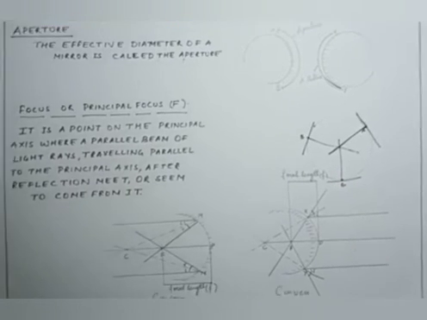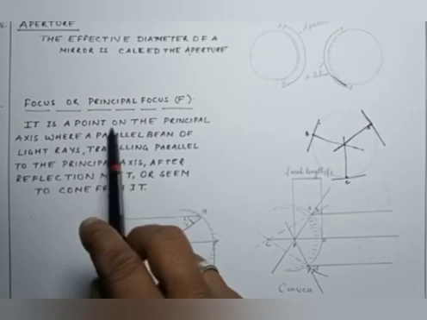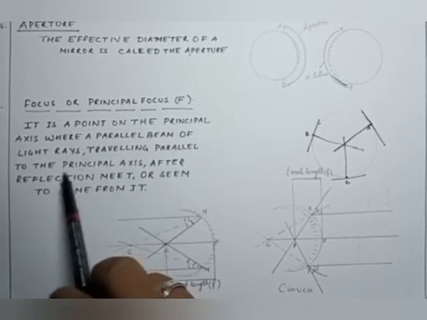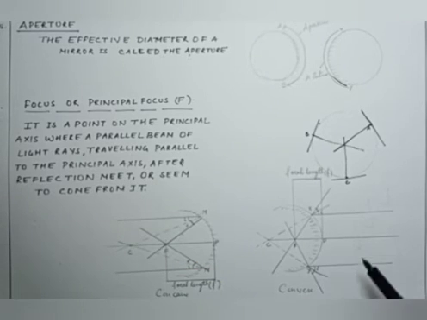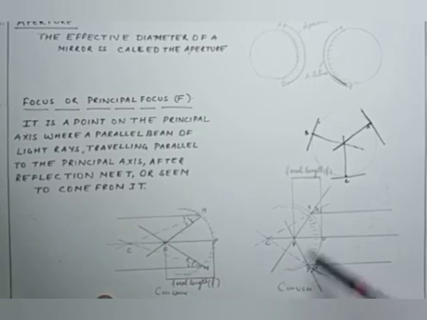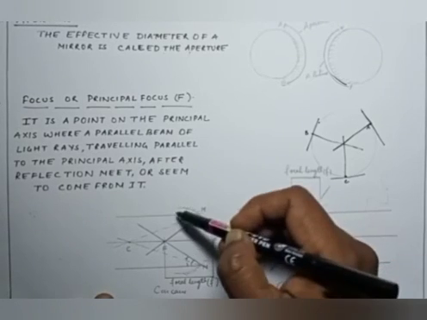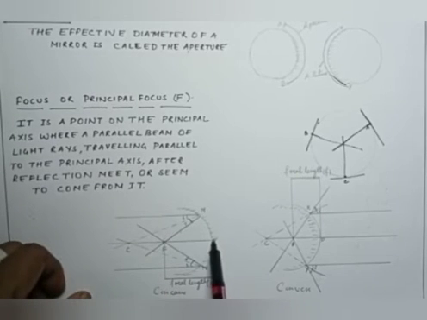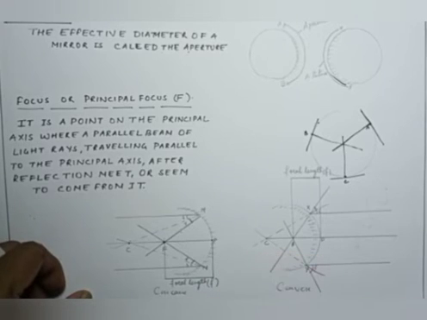Now let us see what is focus or principal focus. It is a point on the principal axis where a parallel beam of light rays traveling parallel to the principal axis, after reflection, meet or seem to come from it. Now you can see a ray diagram for concave and convex mirror. First of all I will explain the concave mirror. This is a concave mirror. This is the principal axis. This is the center of curvature, this is the focus, and this is the pole.